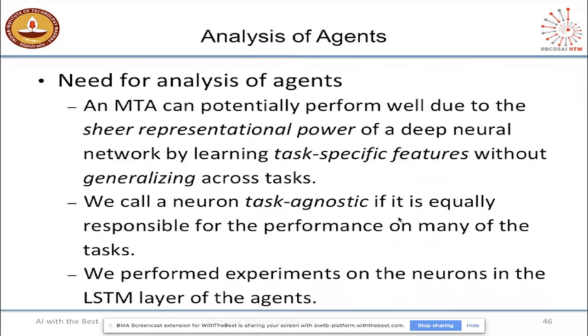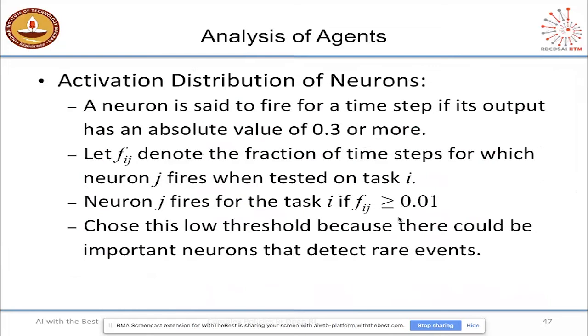And we just looked at it at the last but one layer before the fully connected layers, the output of the LSTM layer, really. And so we said a neuron is fired for a particular time step if it has an absolute value of 0.3 or more, and we say a neuron fires for a task if the fraction of time steps it fires for while solving a particular task i is greater than 0.01. Okay?